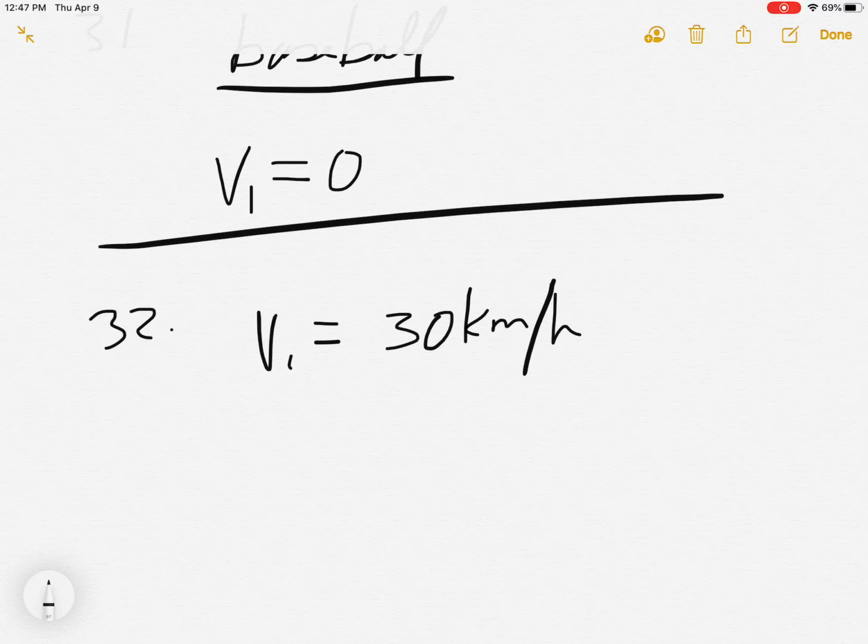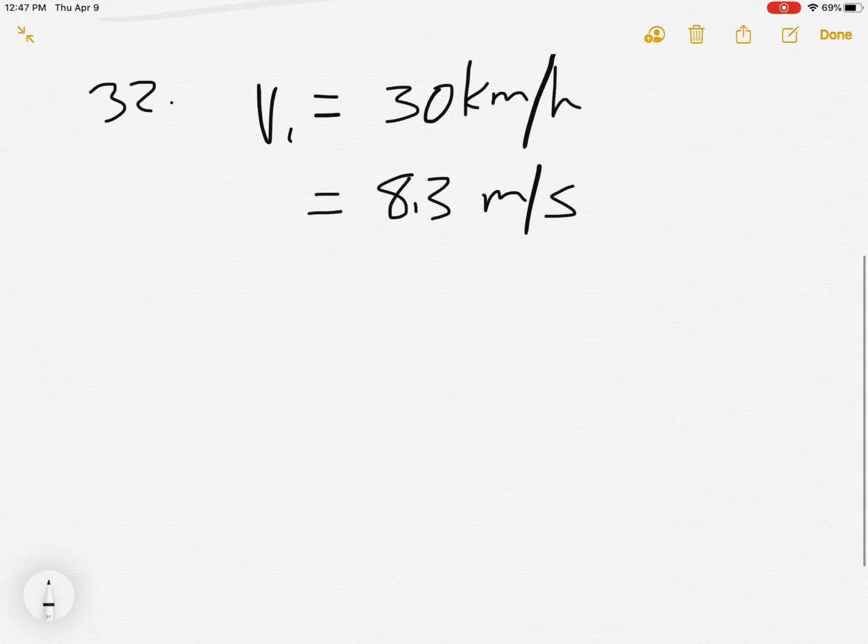Now, we've got to be careful about this. First, we have to change it to meters per second, as usual. So we take 30, conversion, 30 divided by 3.6. Make sure you watch the conversion video. 8.33-ish meters per second. That's close enough.